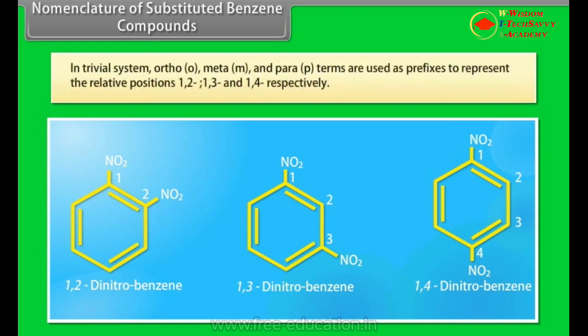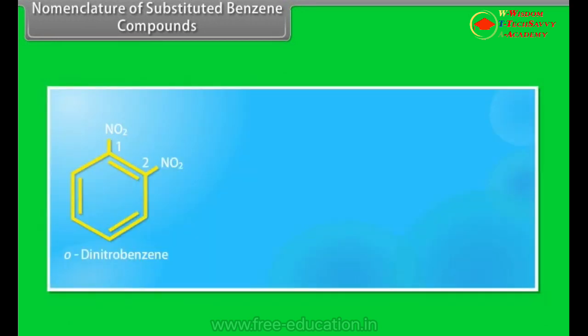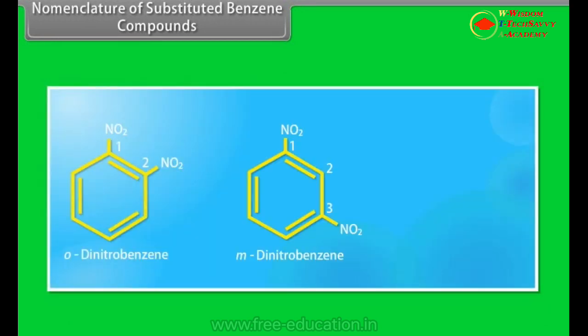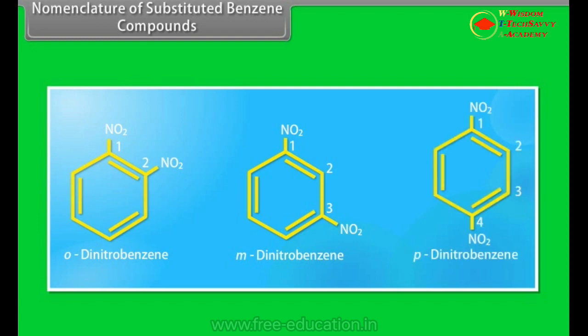1,4-dinitrobenzene. In trivial system, ortho (o), meta (m) and para (p) terms are used as prefixes to represent the relative positions 1,2, 1,3 and 1,4 respectively. For example, ortho-dinitrobenzene, meta-dinitrobenzene, para-dinitrobenzene.